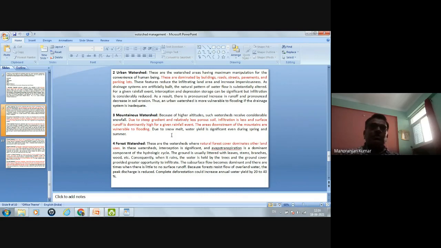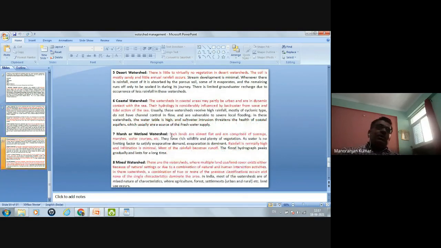So the subsurface flow becomes more dominant, and there are times when there is little to no surface runoff, because more vegetation is there. If there is more vegetation, then the infiltration rate in that area will be more. The subsurface flow becomes dominant, and there is little to no surface runoff because forest resists the flow of overland water. The peak discharge is reduced. So flooding will not occur in this type of watershed. Complete deforestation increases annual water yield by 20 to 40% in this type of watershed. Okay, so this is the forest watershed.